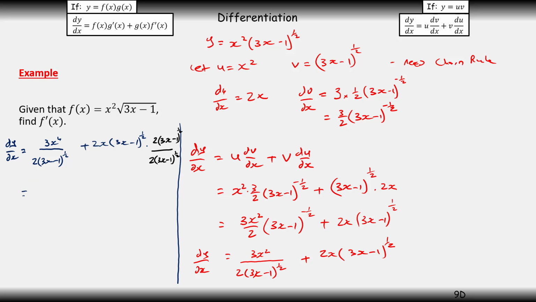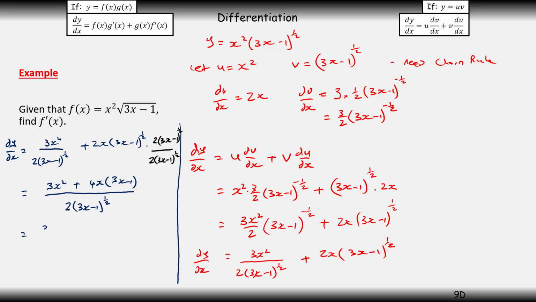And so we have 3x squared plus 2x times 2, so 4x brackets 3x minus 1 to the power of a half times 3x minus 1 to the power of a half. It's just 3x. You add the indices, so it's the power of 1, all over the same denominator, 2 brackets 3x minus 1 to the power of a half.